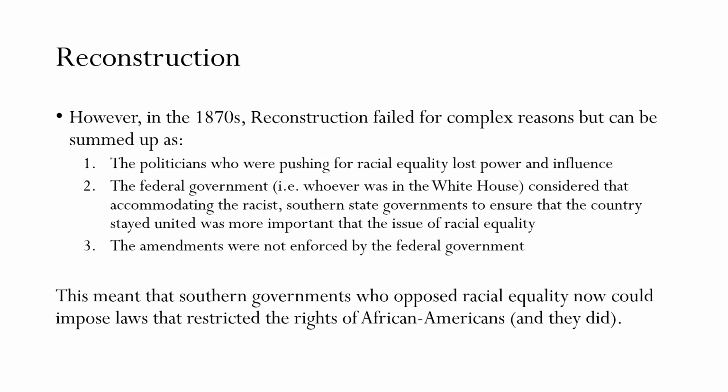And number 3, the amendments were not really enforced by the federal government. Because it's one thing to enact new laws, to change the constitution, but it's another thing to enforce that, and it's another thing also to change people's attitudes. Just because the law changes doesn't mean people's attitudes change. What this meant was that Southern governments who were opposed to racial equality could impose laws that restricted the rights of African Americans, and they did in different ways.